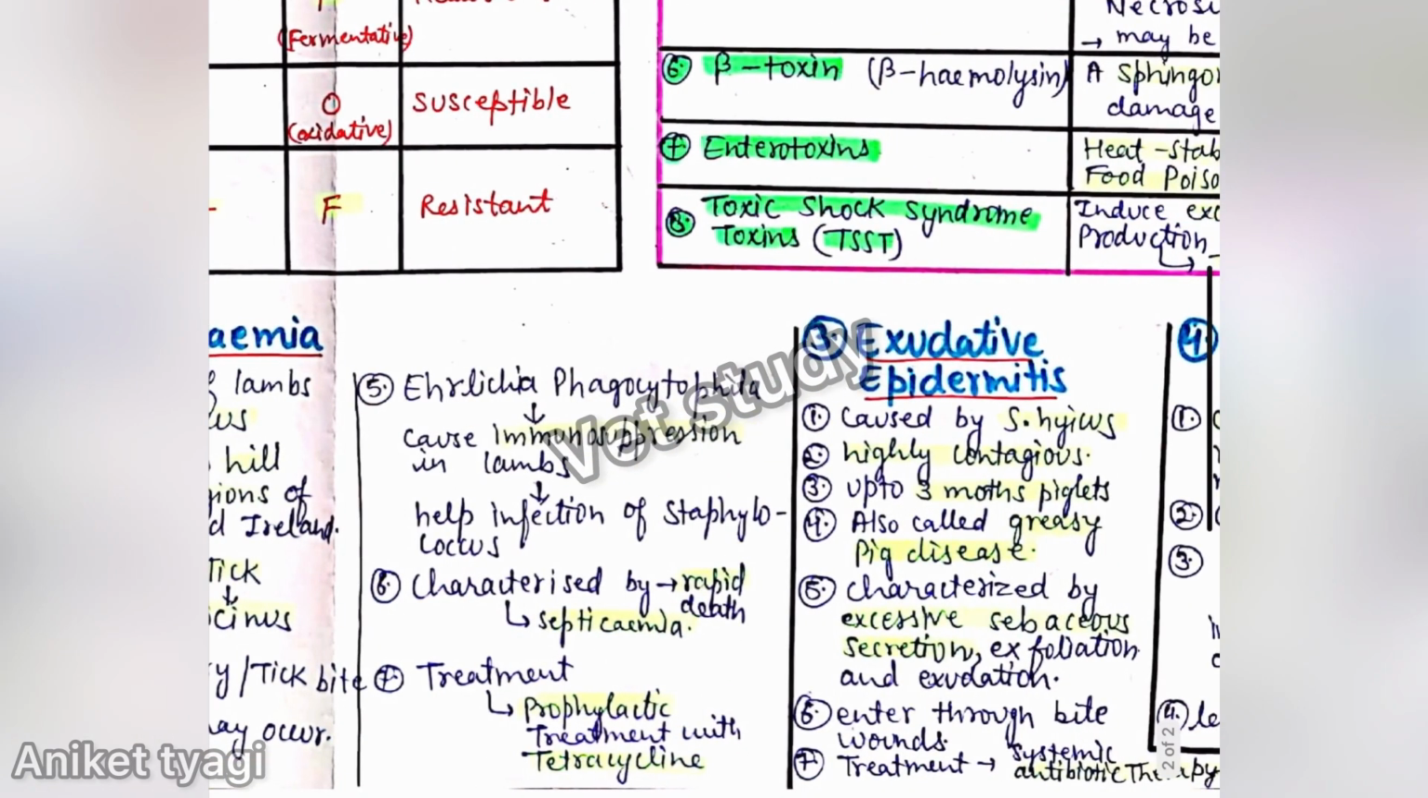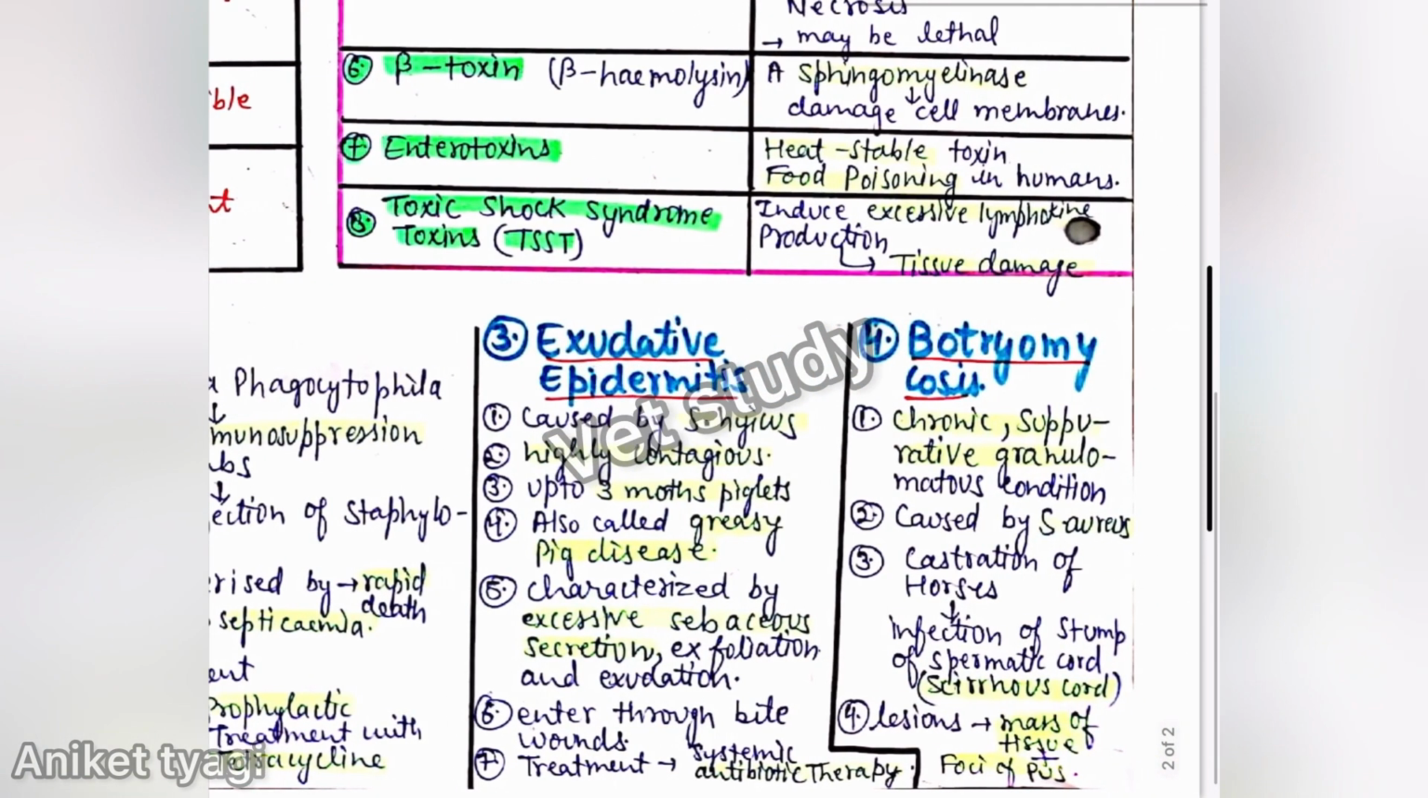Tick pyemia may also be caused by Ehrlichia phagocytophila, because it causes immunosuppression in lambs, and if the lamb is immunosuppressed, this helps the Staphylococcus to establish the infection. It is characterized by rapid death and septicemia. The treatment is prophylactic treatment with tetracycline, so prophylactic measures should be taken.